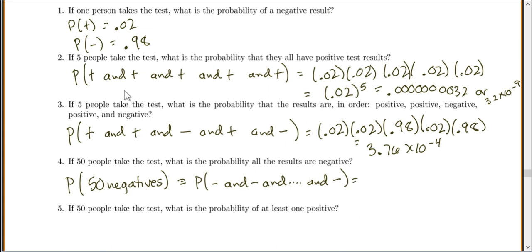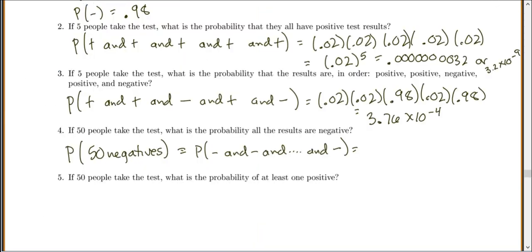Well, just like what did we do up above when we wanted 5 positives? We did the probability of the positives 1, 2, 3, 4, 5 times, and did 0.02 to the power of 5. So if we want the probability of these negatives, it would be 0.98 times 0.98, and I would have to do that 50 times. So 0.98 to the power of 50 is going to be 0.3641.